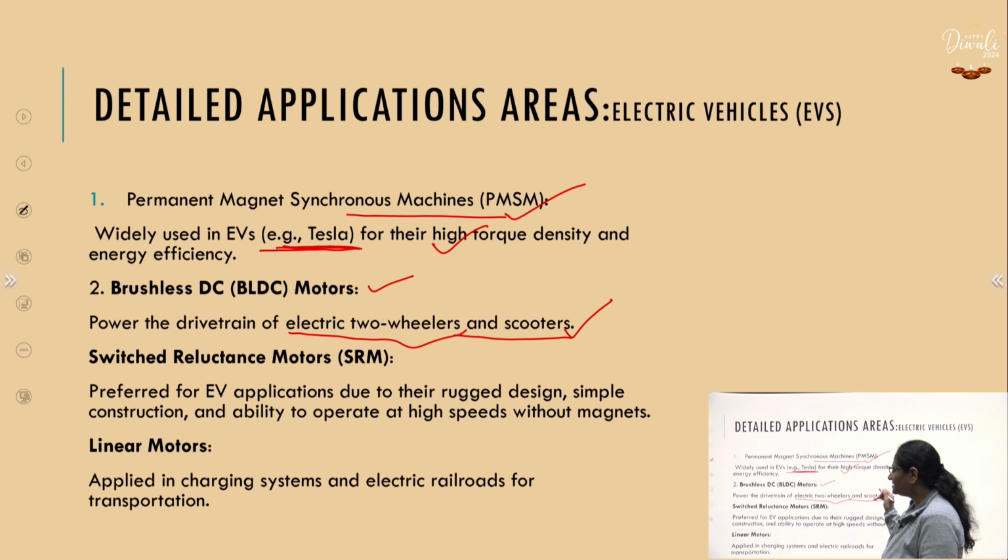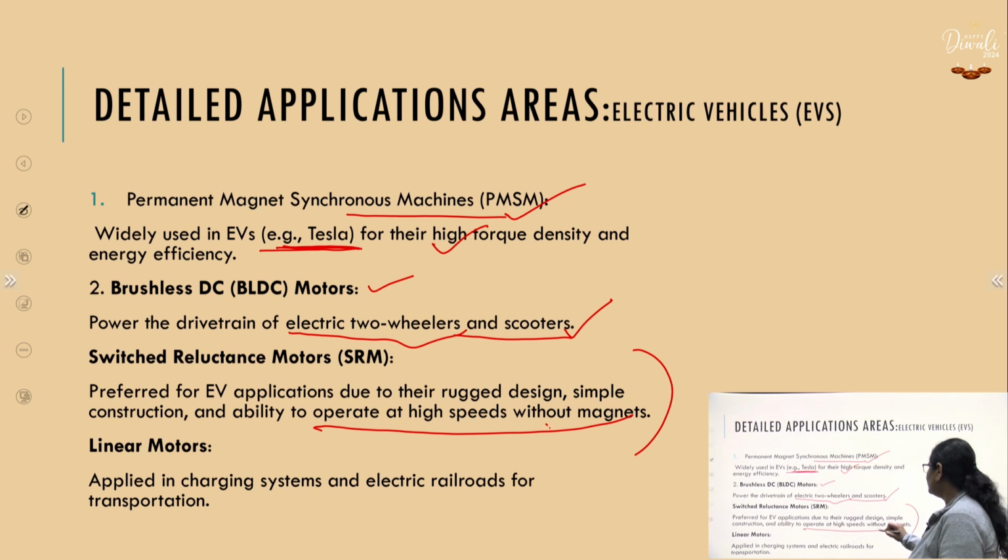Then we are having SRM, preferred for EV applications due to their rugged design, simple construction and ability to operate at high temperature without magnets. Being without magnets is the biggest advantage of SRM, and here SRM has an upper edge as compared to the BLDC motors, because they require permanent magnets, and the resources of permanent magnets are a bit limited. Then linear motors are applied in charging systems and electric railroads for transportation.